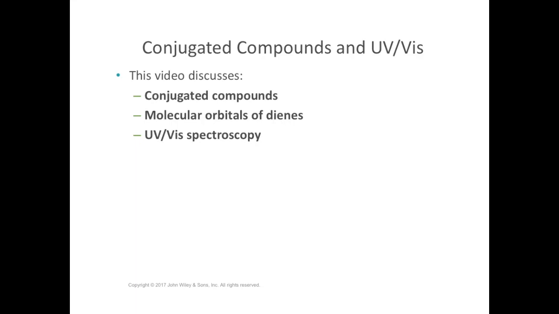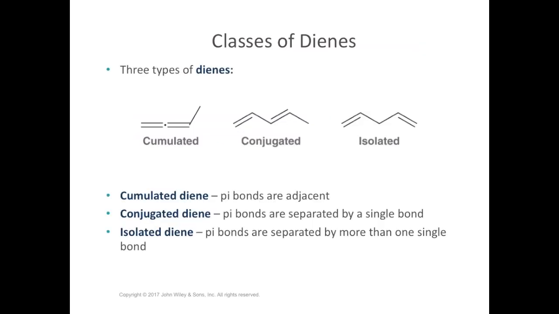In this video, I will discuss conjugated compounds, molecular orbitals, and UV-Vis spectroscopy. There are three classes of dienes. So first of all, what is a diene? It is a molecule with two double bonds. In accumulated dienes, the pi bonds are adjacent. In a conjugated diene, they are separated by a single bond. Isolated dienes have pi bonds that are separated by more than one single bond.